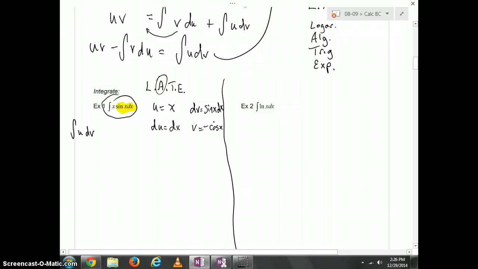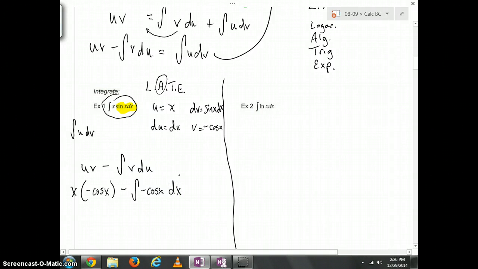Well, you might wonder, has this helped us? What you want to do is have this form memorized, the uv minus the integral of v du. What was our u? Well, it's x. How about our v? Well, it's negative cosine of x, minus the integral of, now what's our v? We could say, well, that's negative cosine of x. What's our du? Well, plain and simply, it's just dx.